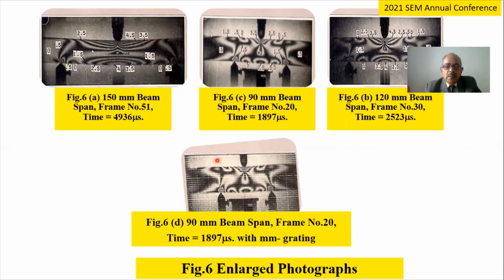The fourth one is typically an enlargement on the photographic paper with a millimeter grating. The millimeter grating is clearly seen on this, and the detail will be used for recording the fringe time frame-wise and to plot the boundary stress distribution.